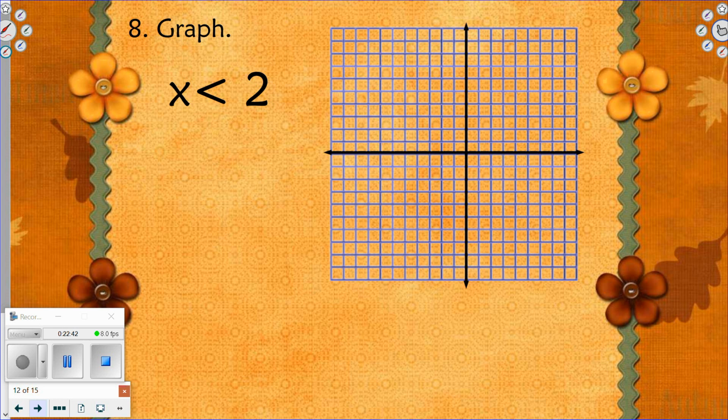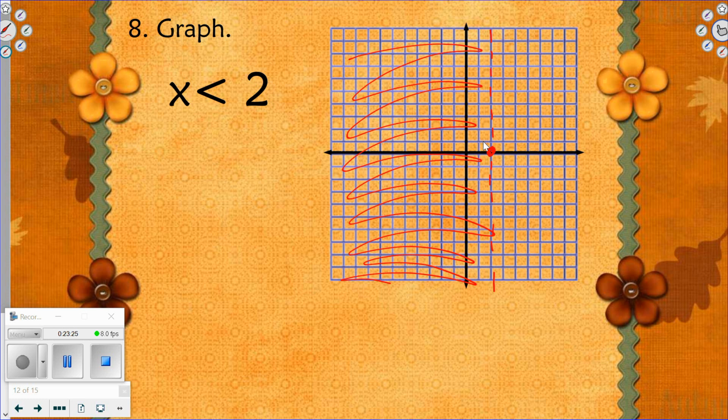What if it's x is less than 2? Here's your 2 again. It's vertical. So you're going to go to 2 on the x-axis, and it's going to be vertical. Dotted or solid? That one's dotted. Now, I normally say above or below, but here it's left or right. Where are the numbers less than 2 on the x-axis? They're to the left, right? They're this way. So it's anything over here.